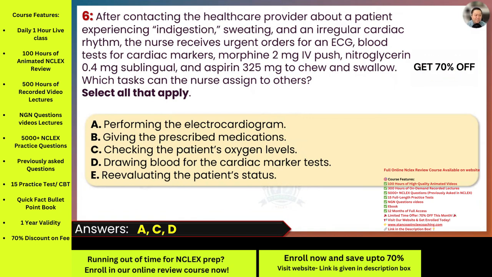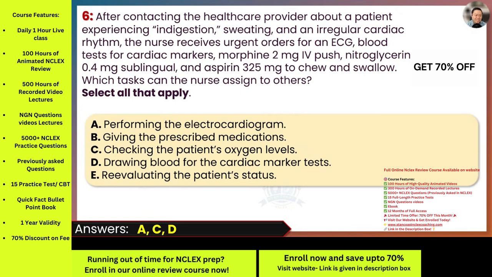Now, what about letter D, drawing blood for the cardiac marker tests? This is about venipuncture, which is a technical skill that trained professionals like phlebotomists or licensed practical nurses can perform. The RN here doesn't have to be the one to draw the blood, but must review the results. And so this is a skill-based task. It's not a skill that requires critical nursing judgment. And so we have letter B as incorrect.